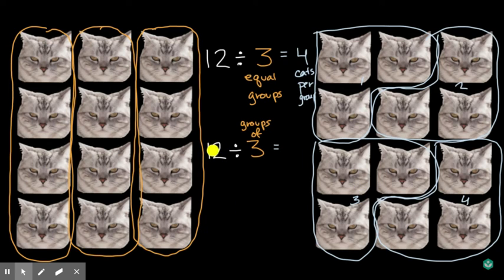So if I want to take 12 angry cats and divide them into groups of 3, I end up with 4 equal groups. So there you have it. There's 2 different ways that we can imagine division in the same exact division expression, 12 divided by 3. You could do it as 12 being divided into 3 equal groups, and then the answer would be how many things per group. Or you could say, hey, 12 divided into groups of 3, and then that would end up with 4 equal groups.